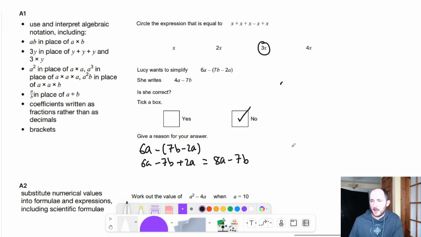However, if this was written the other way round, where you had 7b minus 2a minus 6a, there's no multiplying here. Okay? The brackets can just go away. The minus has to come before the bracket.